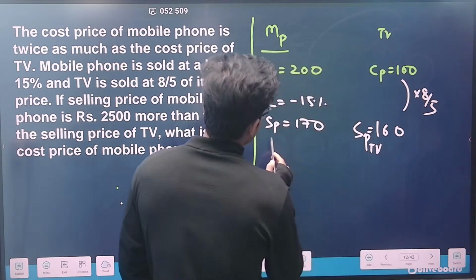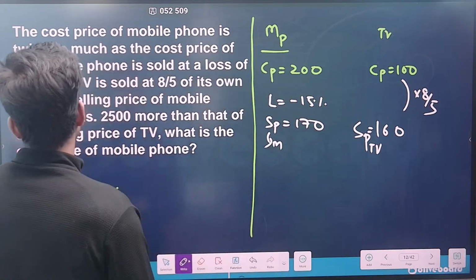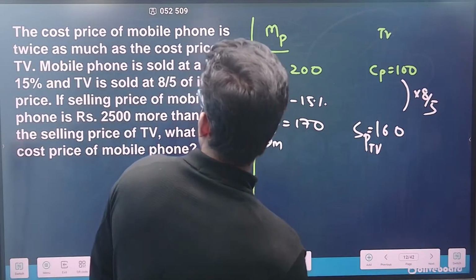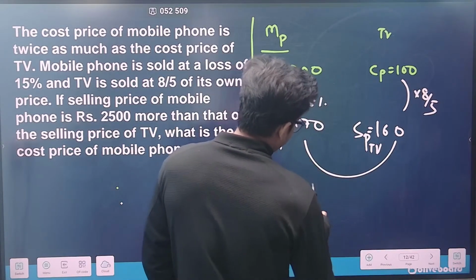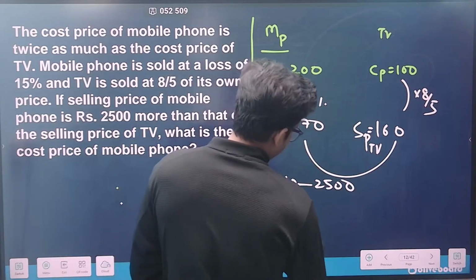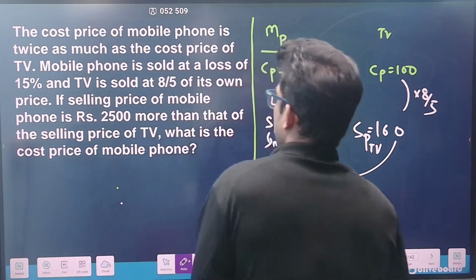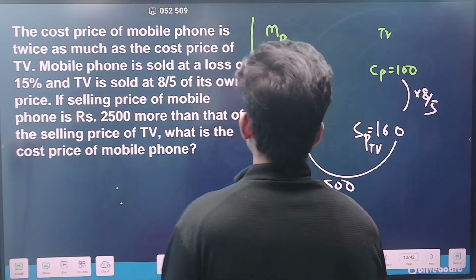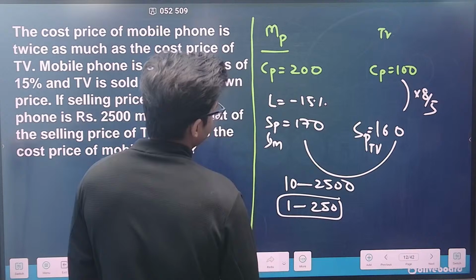This is the selling price of the mobile phone. Correct? Now, the selling price of the mobile phone is more, according to me, by how much? 10. So 10 is equal to 2500, isn't it? Yes. So 1 would be equal to 250. They're asking what? What is the cost price of the mobile phone?